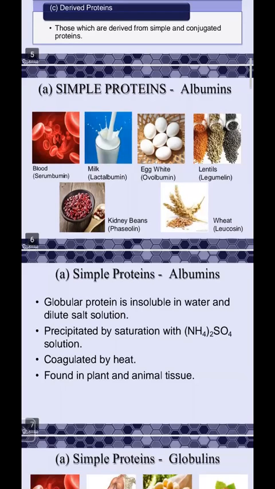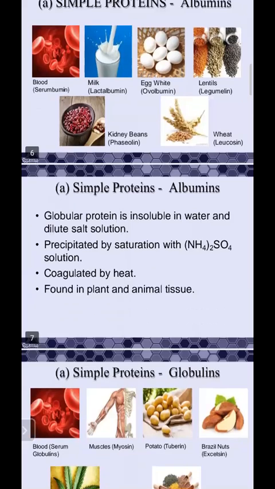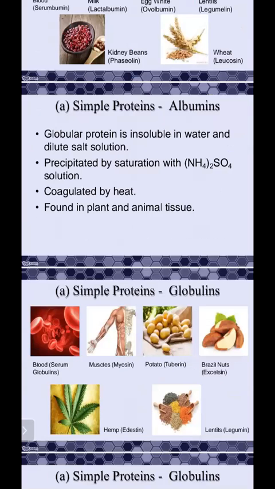So what exactly are the albumin's properties, how can we tell that this protein is albumin only? Globular protein is insoluble in water and dilute salt solution. If you try to solubilize that protein in water, it is not going to dissolve. So globular protein is insoluble in water and dilute salt solution. If you have some salt solution, they will act as a dilution for that salt solution.